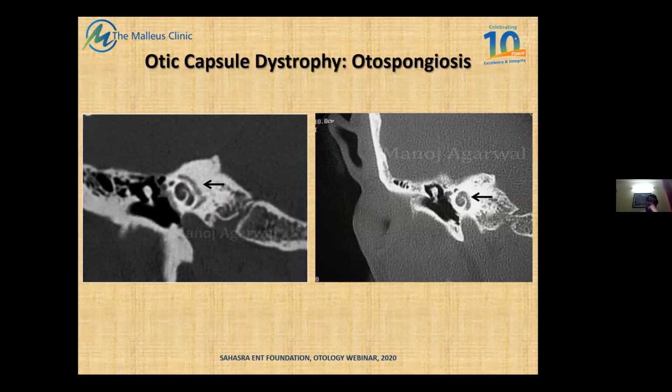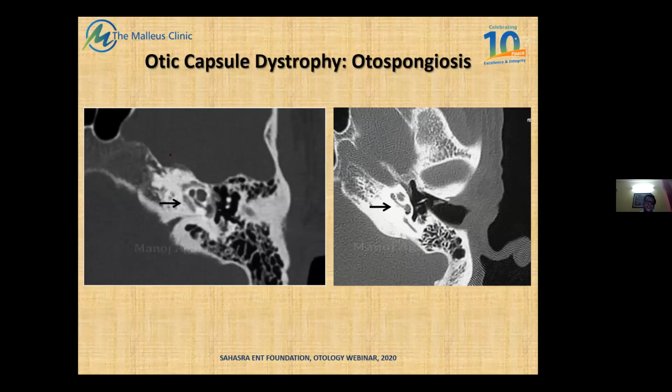I personally prefer using the term otospongiosis. Otosclerosis is the common term used. So this is the labyrinthine segment of the facial nerve, the tympanic segment, head of malleus, body, neck and lateral process. But what I want to show you is the demineralization occurring around the cochlea, giving it the double cochlear sign.